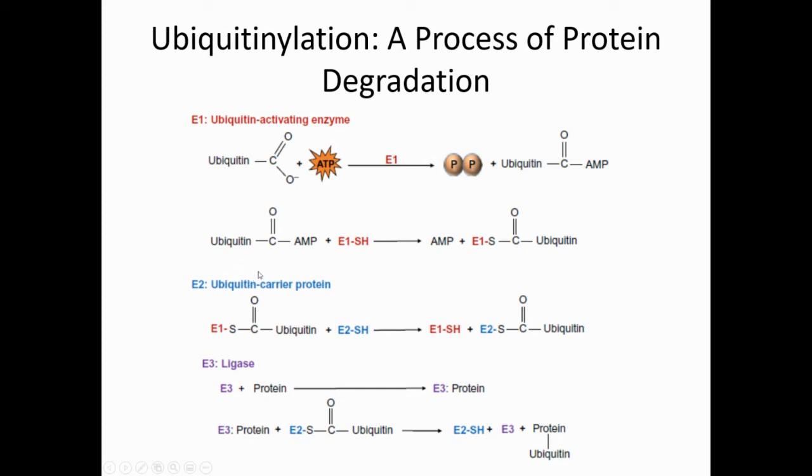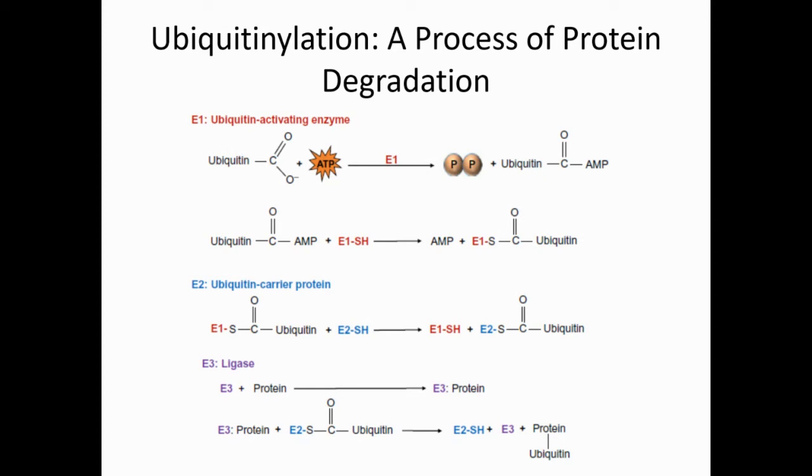E2 is the ubiquitin carrier protein. So E1 is the ubiquitin activating enzyme, and you transfer the ubiquitin to the E1, like here, the E1 and then ubiquitin. And then E2 is the ubiquitin carrier protein. So E1 transfers the ubiquitin to the E2, like this.